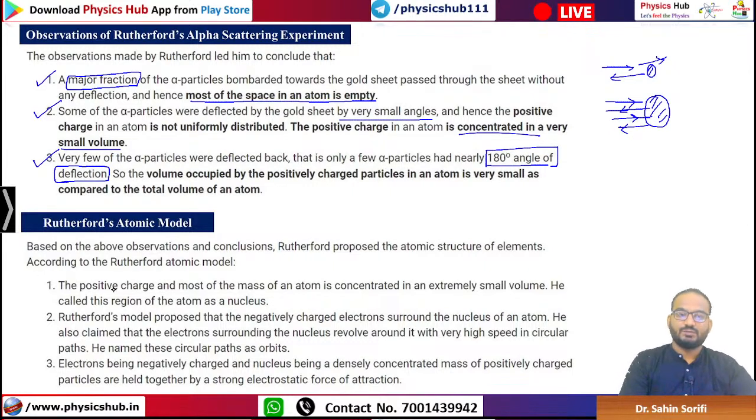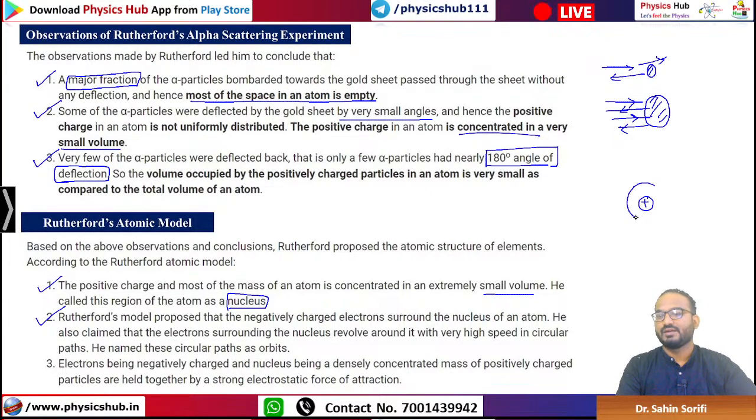As per the atomic model, the positive charge and most of the mass of the atom is concentrated in an extremely small volume. He then called it a nucleus. Secondly, he proposed that the negatively charged electrons surround the nucleus of an atom. So the electrons are distributed in such a way.